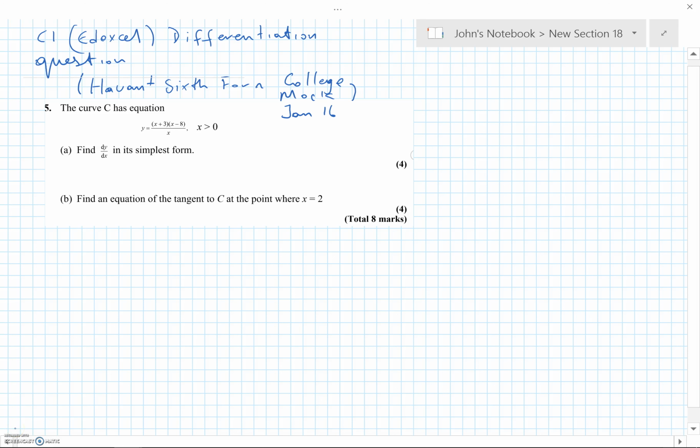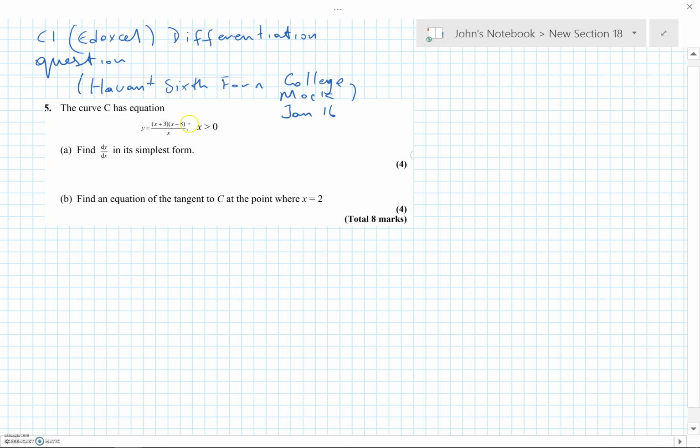Here's a differentiation question from C1. A few things I might mention here. One, this here, we see a lot more of this type of thing in C3. It means the domain of the function. We really don't need to worry about it here because it just wants dy by dx.